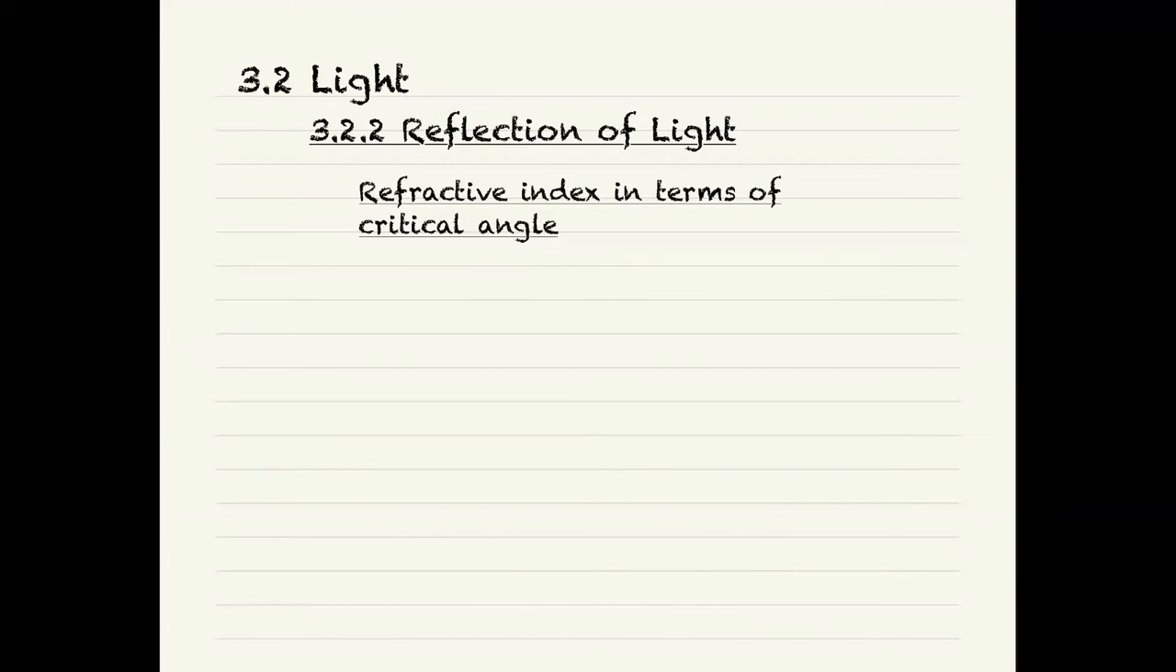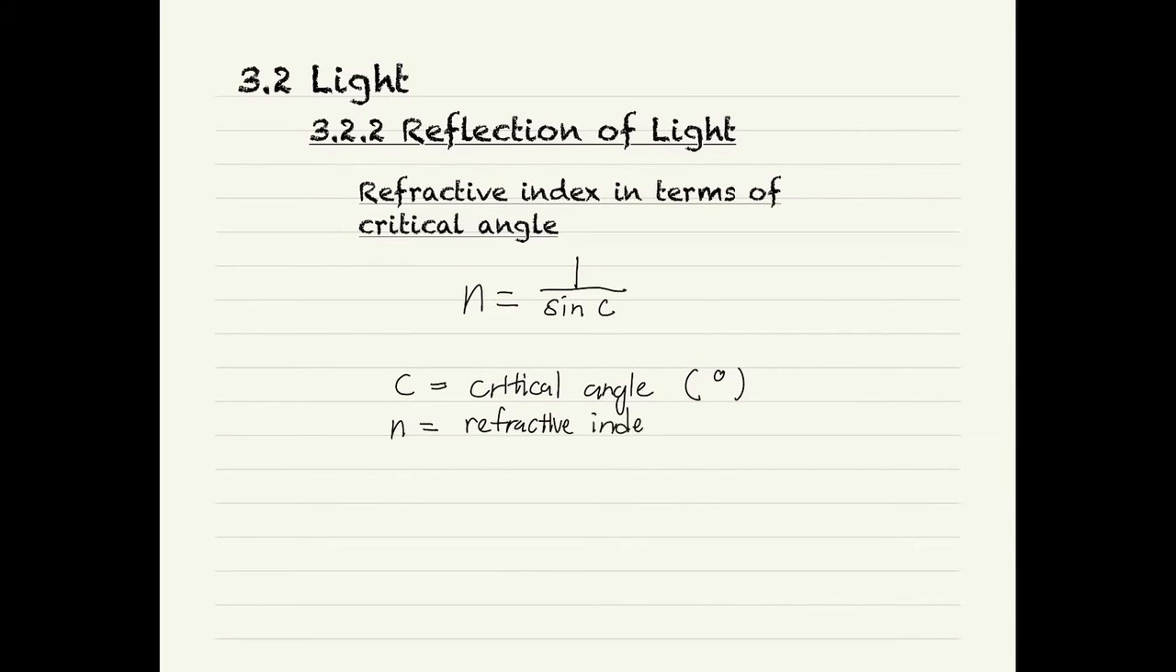The formula for refractive index in terms of critical angle is n equal to 1 over sin c. c is critical angle in degree unit. n is refractive index. No unit.